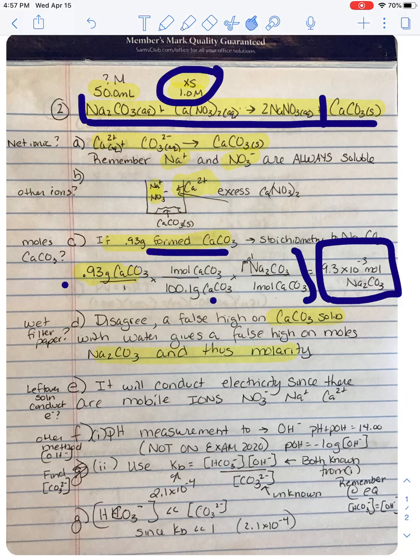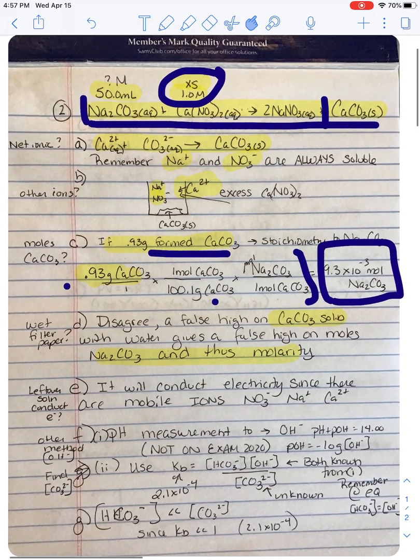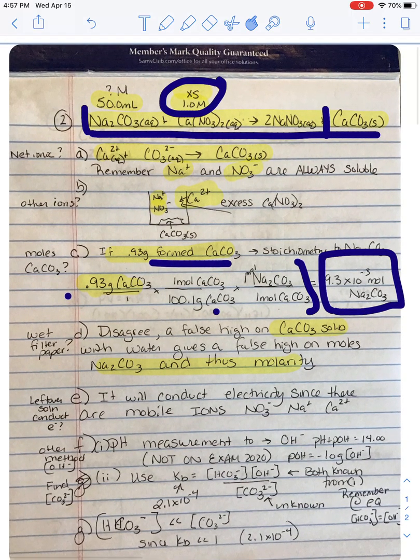Okay, E was, will the solution conduct electricity or not? Again, the solution that we're looking at is the one from B. And it will conduct electricity because you have mobile ions. Whenever you have mobile ions, the solution will conduct electricity.